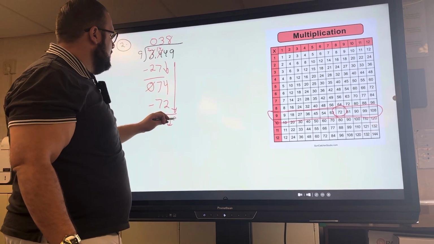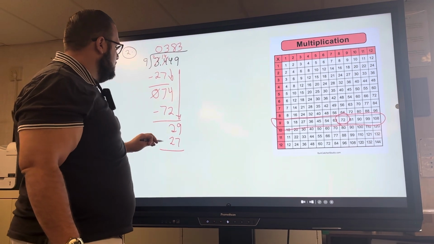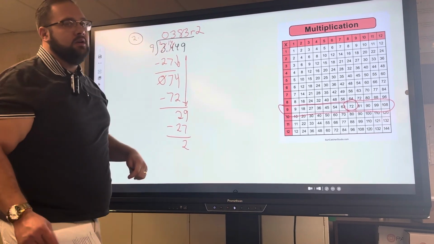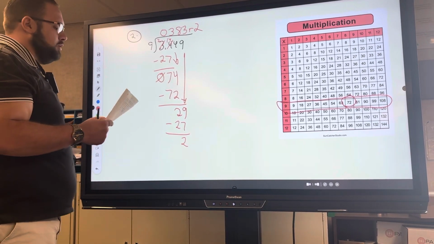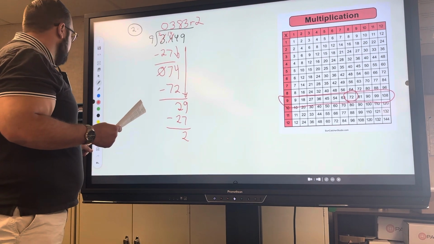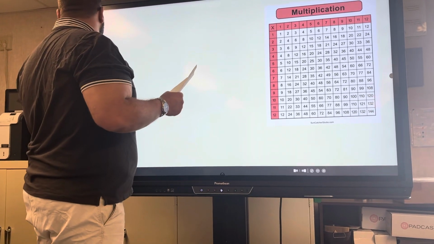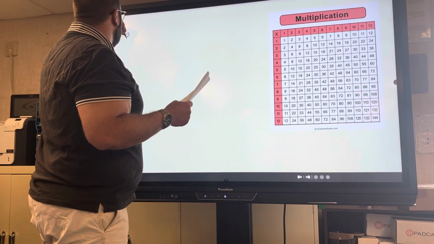When we bring down the 9, goes in there 3 times. 3 times 9 is 27. You get 2 as your remainder. Yeah. Okay. 2 is your remainder. So that's our answer. 383, remainder 2. All right. My bad. But that's okay. We all make mistakes. And I saw right away, hang on, I made a mistake. We got to fix that.